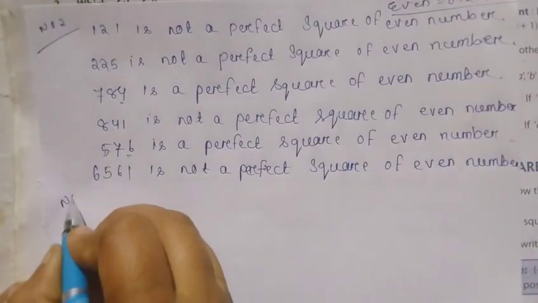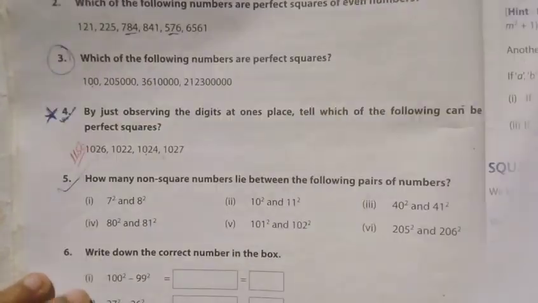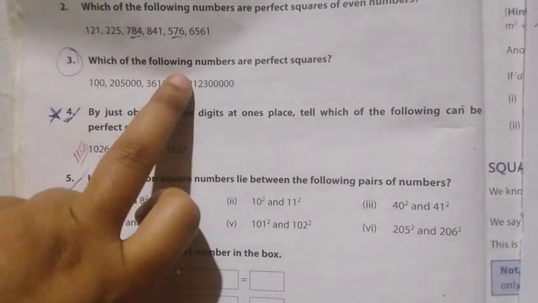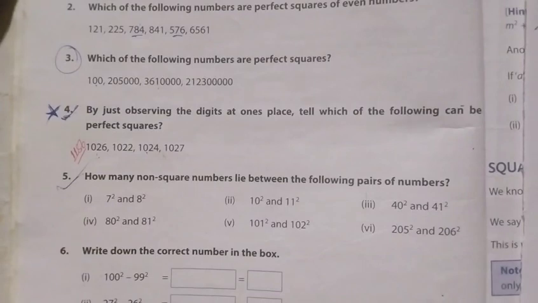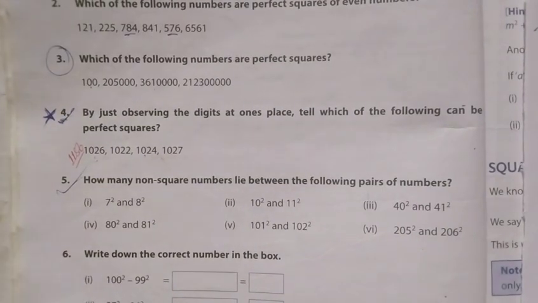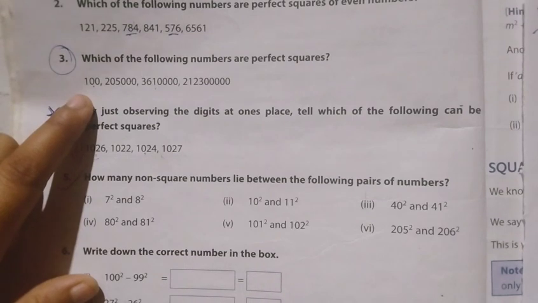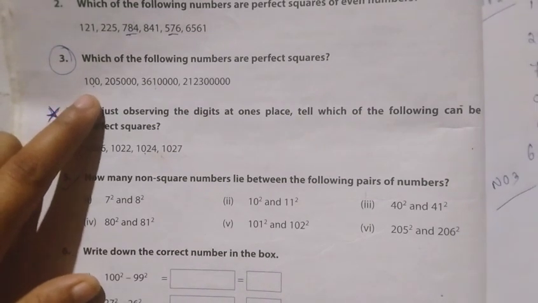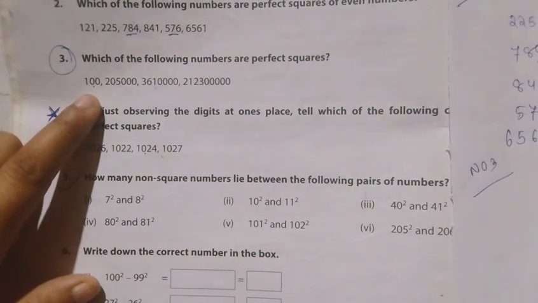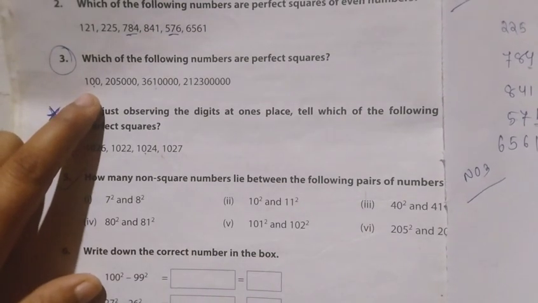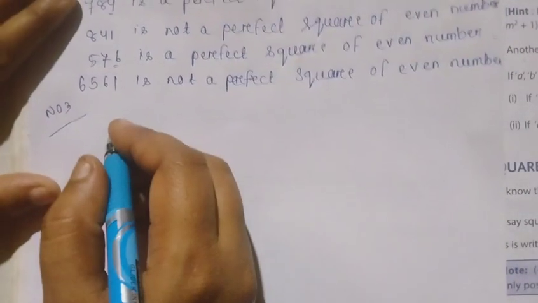Then we solve question number 3. Which of the following numbers are perfect squares? Any number ending with an odd number of 0s is never a perfect square number. So 100. 100 is ending with even 0. So 100 is a perfect square number.